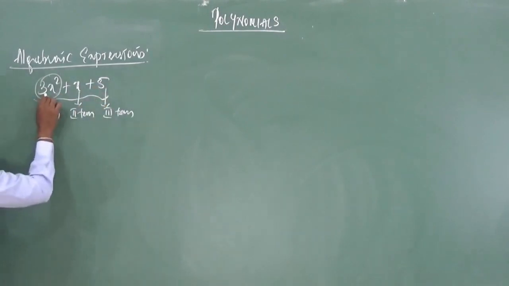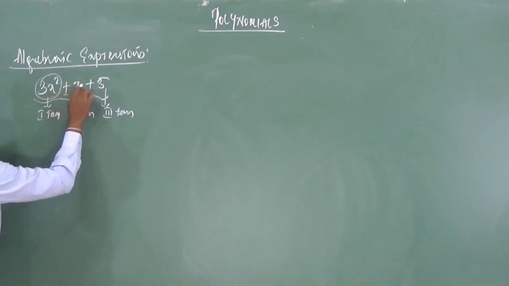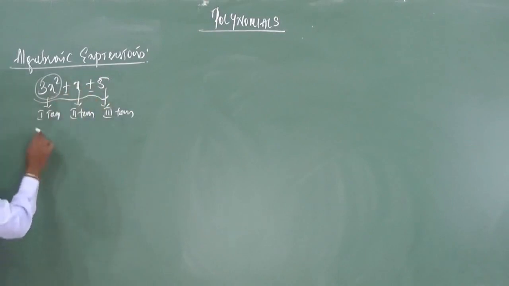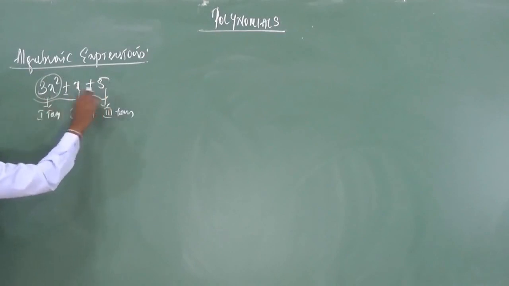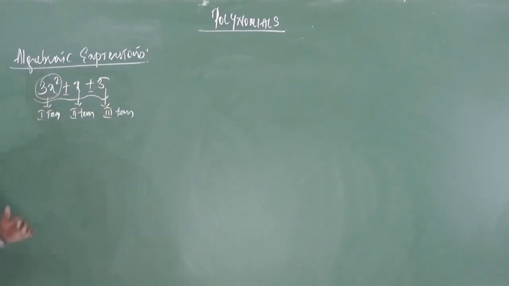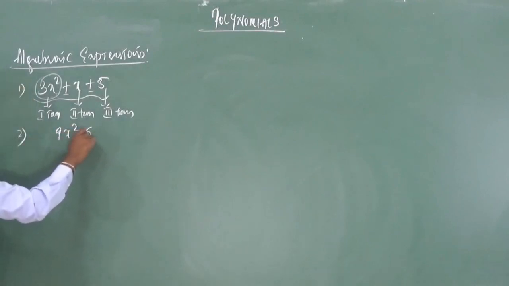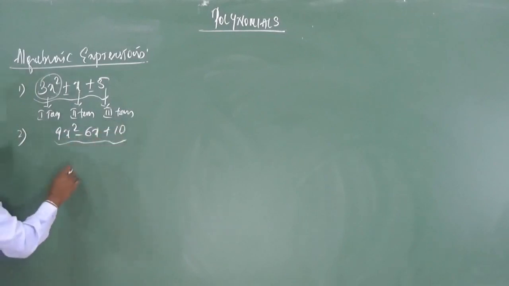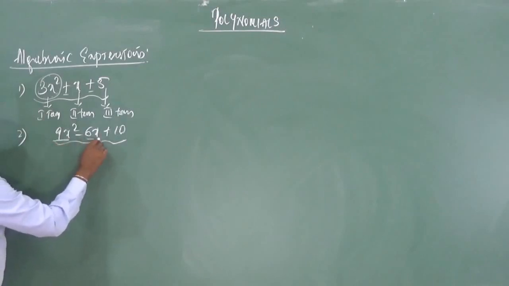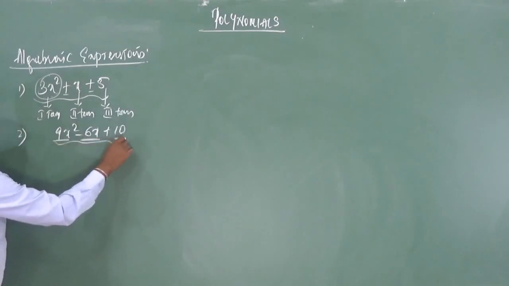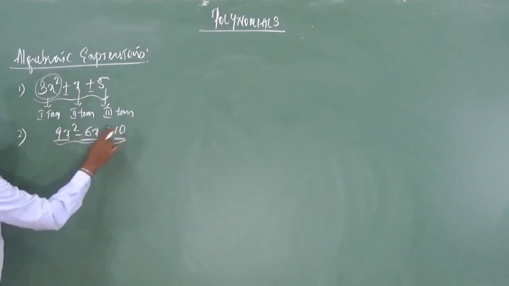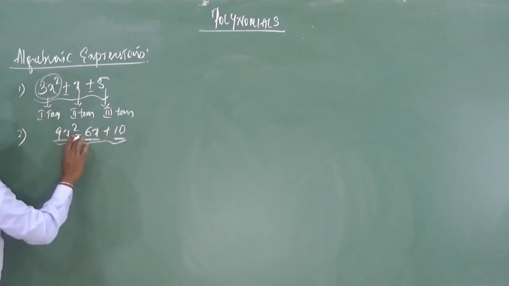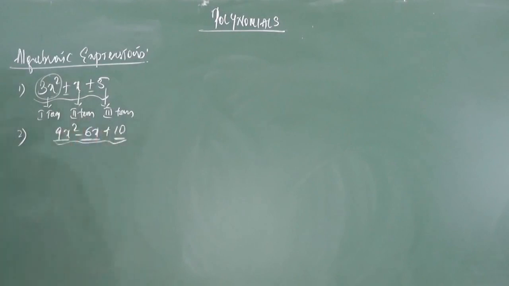Here, this and this term are connected by a plus sign, and this term is also connected by a plus sign. So it's an algebraic expression having 3 terms. Right. We'll go with another example. 9x square minus 6x plus 10. It's again an algebraic expression because 9x square is a term, minus 6x is a term, and 10 is a term. Among these 3 terms, these 2 are connected by a minus sign and these 2 are connected by a plus sign. Next, we'll go with another example.